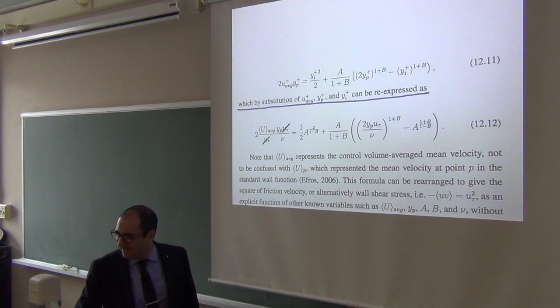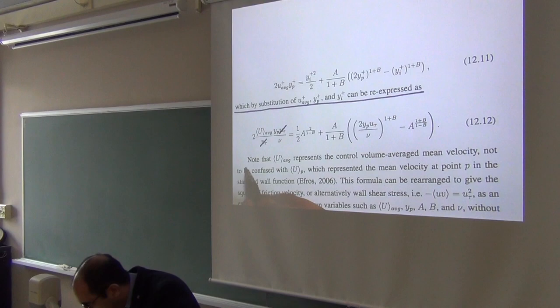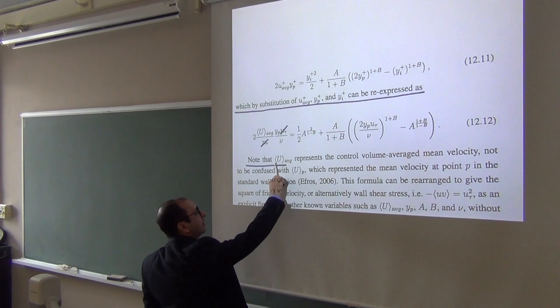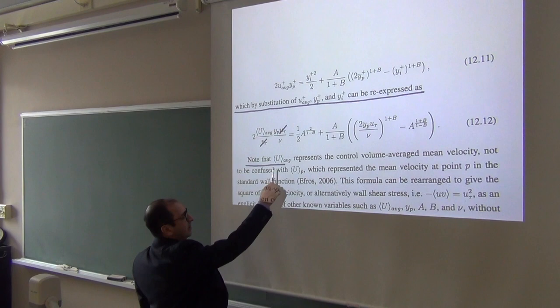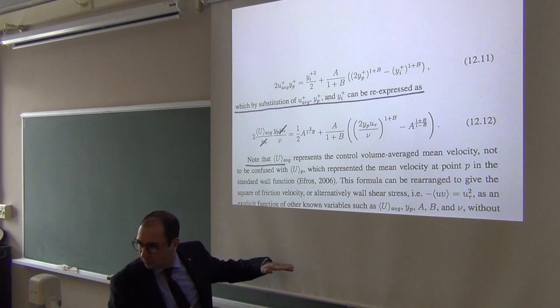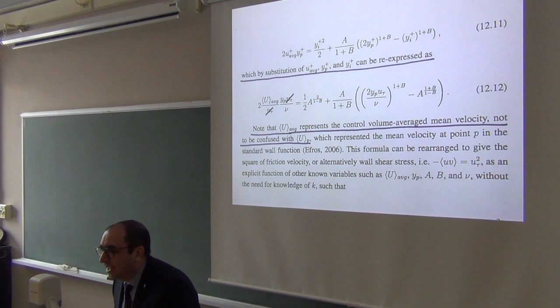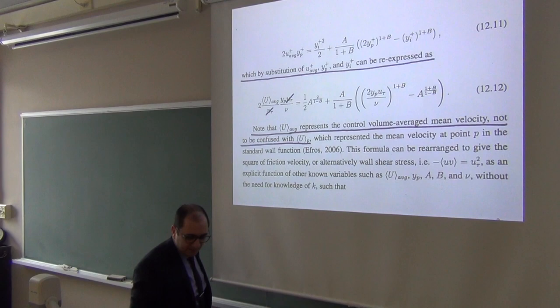So they pulled the mathematical trick to eliminate the inconvenient terms. It's hard to measure or model. So this angle u is the mean velocity averaged over the control volume. So don't confuse the angle bracket and average here. Angle bracket comes from ensemble averaging, right? Remember that, statistical mean. But this average is coming from averaging this over all of the control volume, over all of the first computational cell. So it represents the control volume average mean velocity, not to be confused with angle bracket P. This meant ensemble average only at point P, not over the entire control volume. So there is definitely a distinction between them.